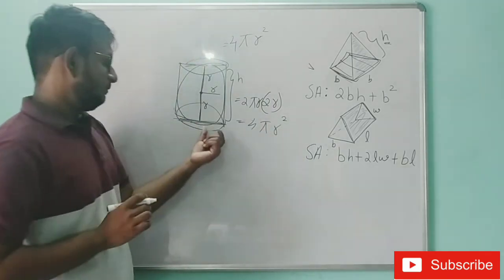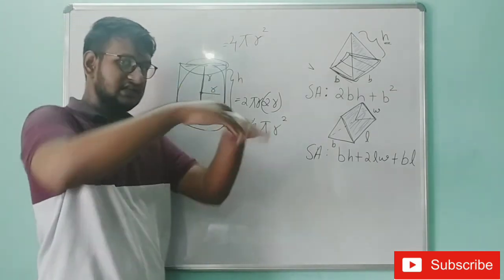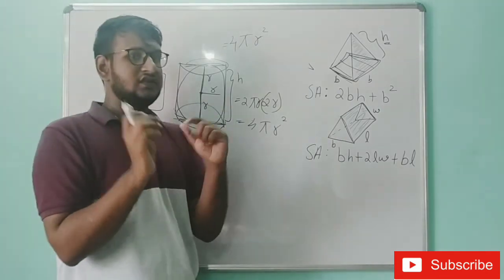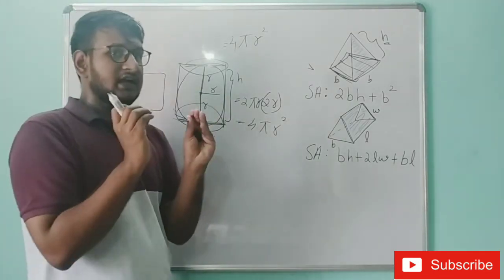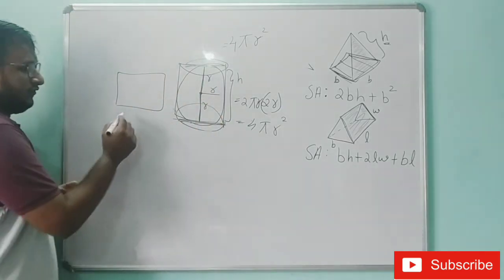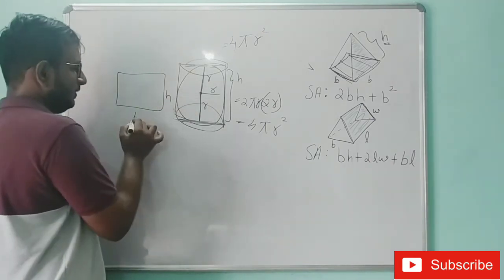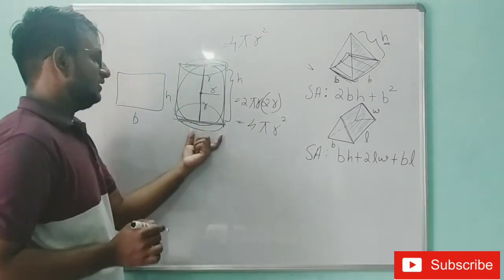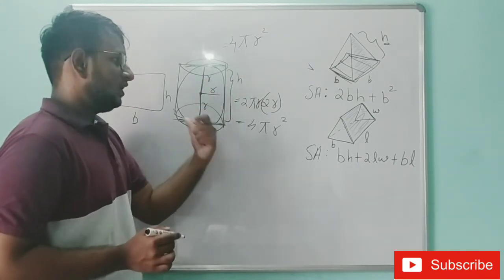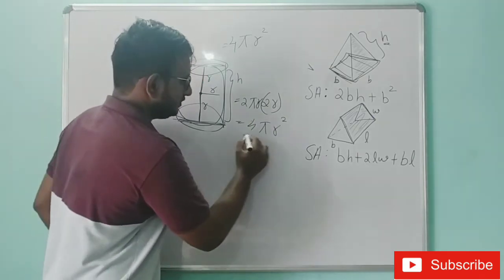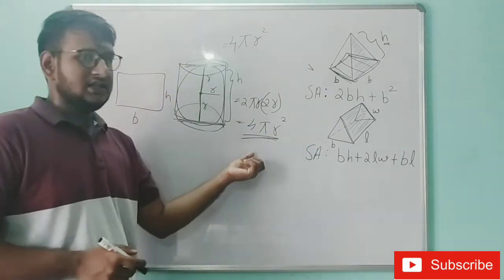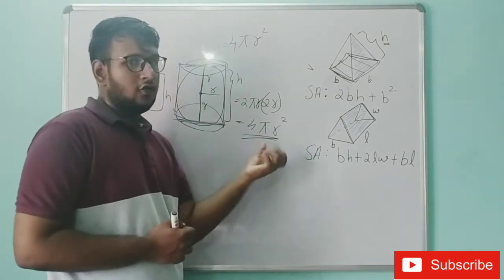Why I said base into height is that if you unwrap the cylinder, we will get a rectangle. In the previous video I explained this. If you unwrap that cylinder, you will get a rectangle over here. What is the area formula for a rectangle? Base into height. Base is the circumference, which is 2 pi r. Then the height is 2r. So this is how we got the formula 4 pi r square. This is another method of deriving the formula 4 pi r square.